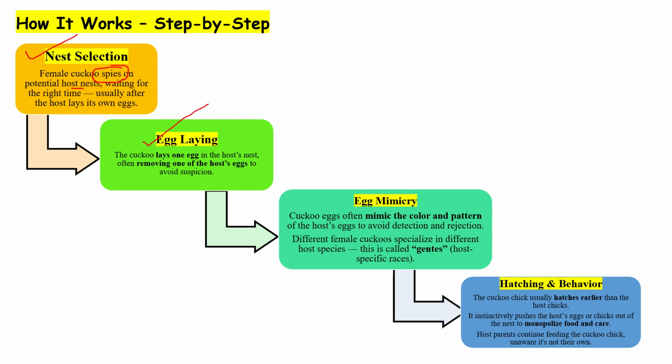Egg laying. The cuckoo will lay one egg in the host nest, often removing one of the host eggs, so that the number will remain the same and the host will not have any suspect or suspicion. Okay, to avoid suspicion, what will she do? If there are 5 eggs in the host nest, then what will she do? She wants to keep the 2 eggs in the host nest, then she will remove 2 of the host's eggs from the nest.